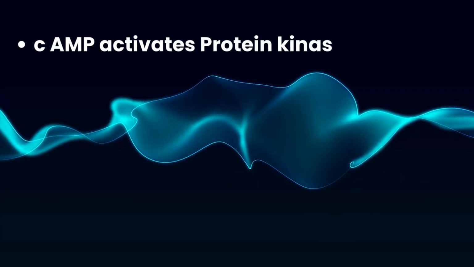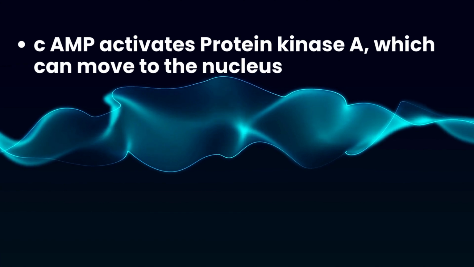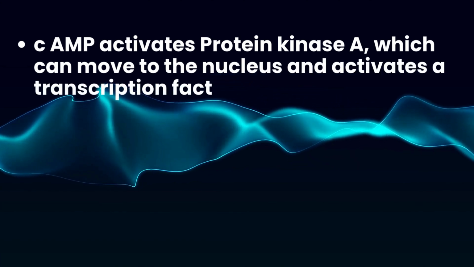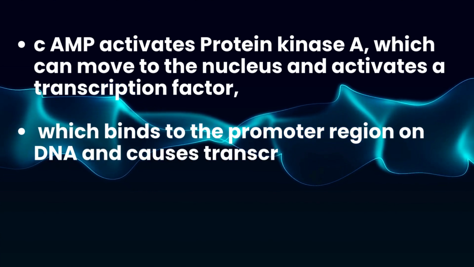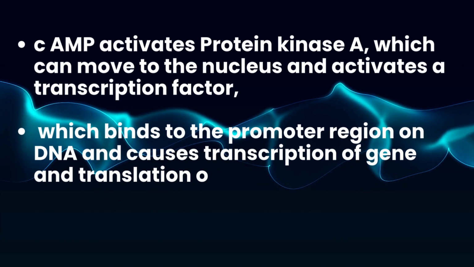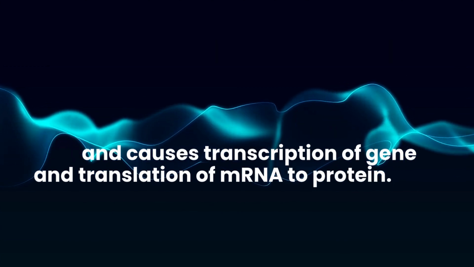Cyclic AMP activates protein kinase A, which can move to the nucleus and activates a transcription factor, which binds to the promoter region on DNA and causes transcription of gene and translation of mRNA to protein.